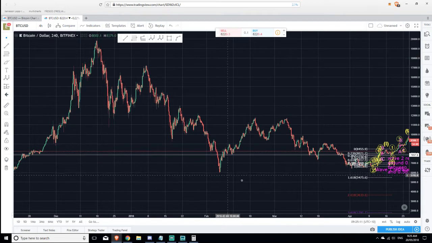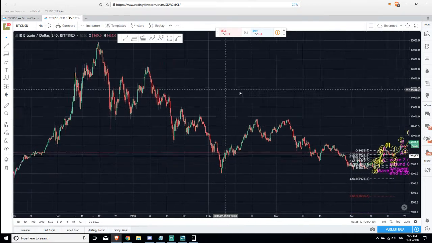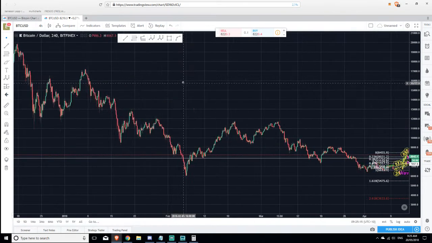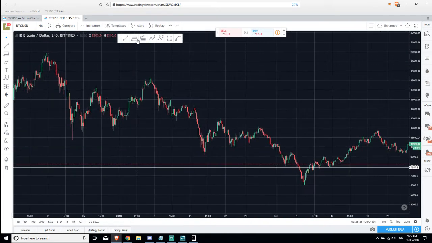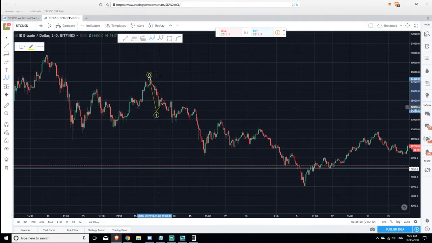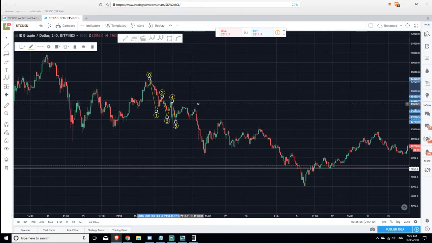Massive A, B, C. Massive, massive. Inside of this A, B, C, we've got the original 5 waves. So this is like a 1, 2, 3, 4, 5, 1, 2, 3. So 1, 2, 1, A, some sort of zigzag inside here, forming a wedge, after which we broke out.